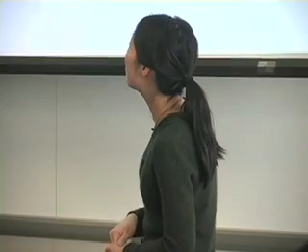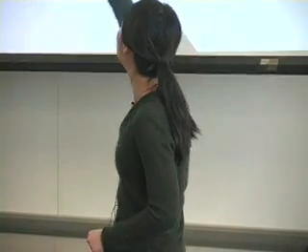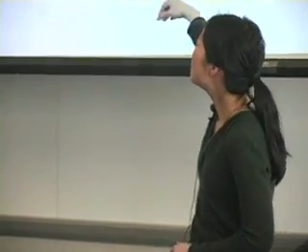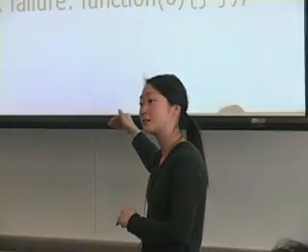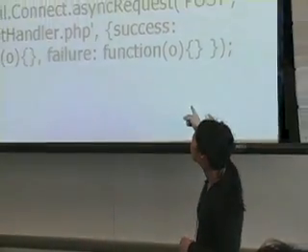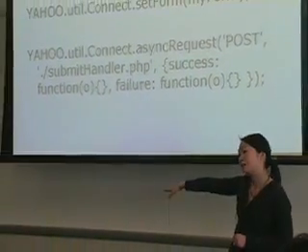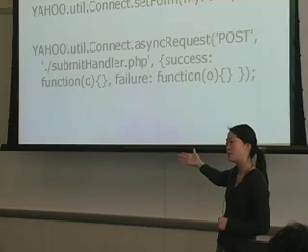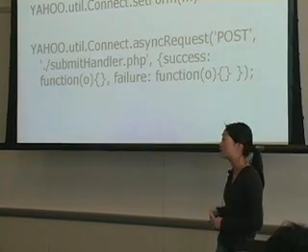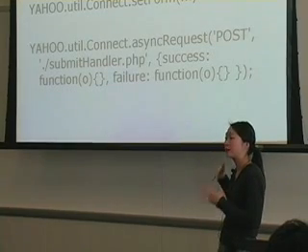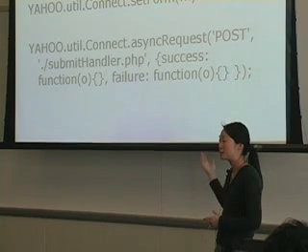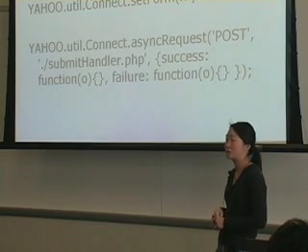When you call async request, this object literal as the last argument is your callback. And so you'll see this over and over again in our library. We're defining functions that execute at certain moments in time. So for Connection Manager, we're defining a success handler that will execute when that asynchronous request returns successfully. And then we're also defining a failure function to handle error conditions in case something goes wrong in the communication with the server.